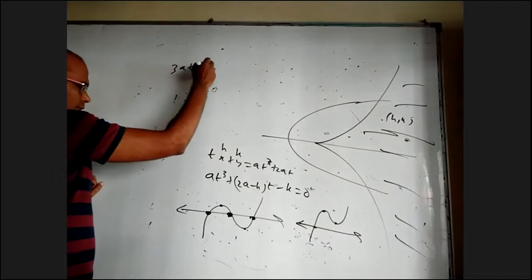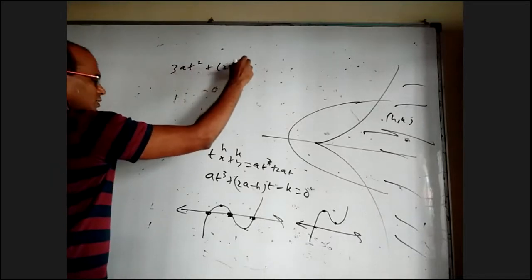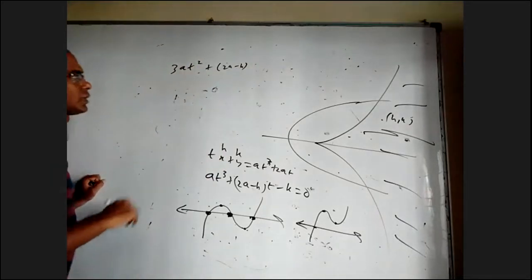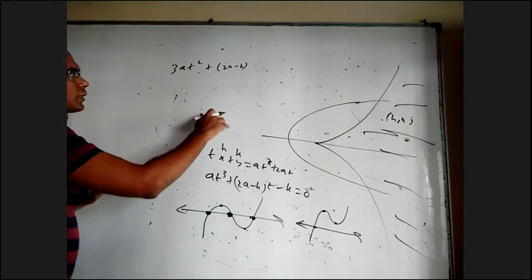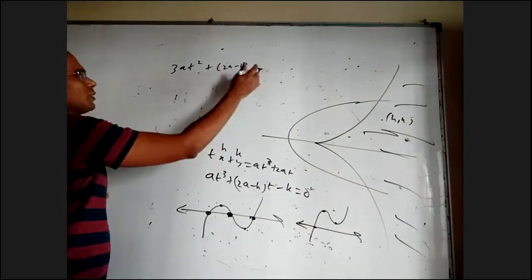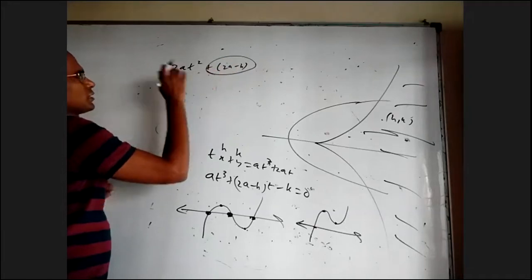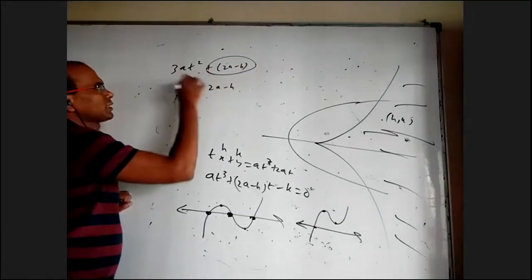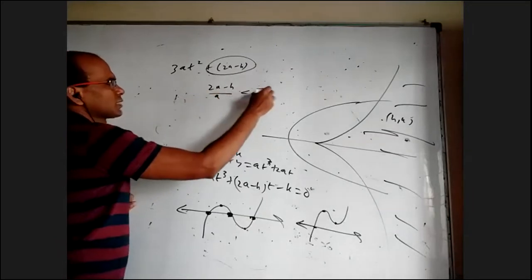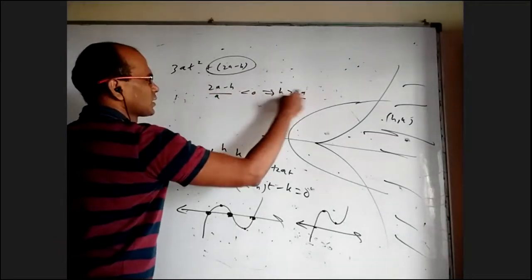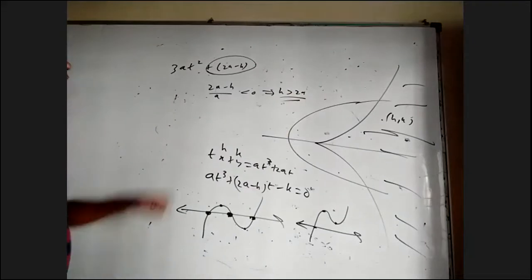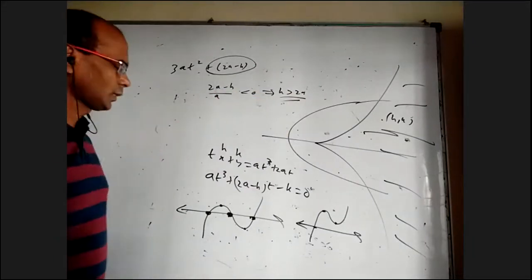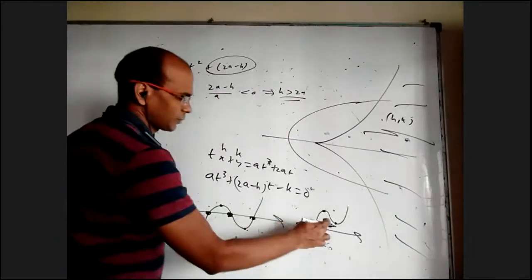3a t square plus 2a minus h is the derivative. This part of the equation should have two roots, which means basically this can't be positive. This is positive, positive plus positive is positive. It should be negative. So (2a minus h) by a should be less than 0, or h should be greater than 2. But that alone is not sufficient because it may be of this type.